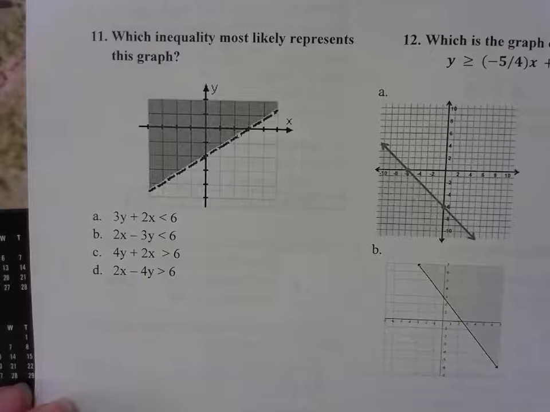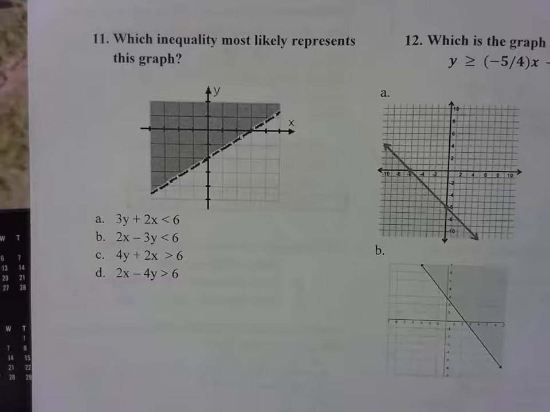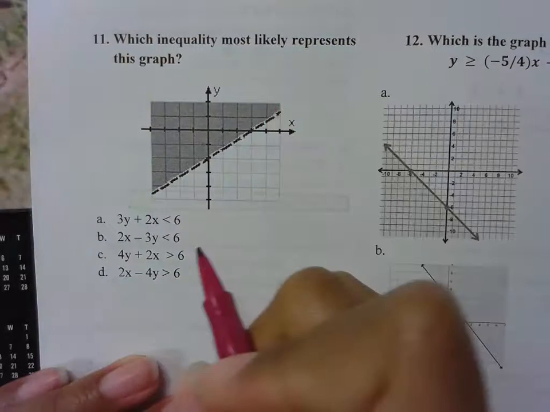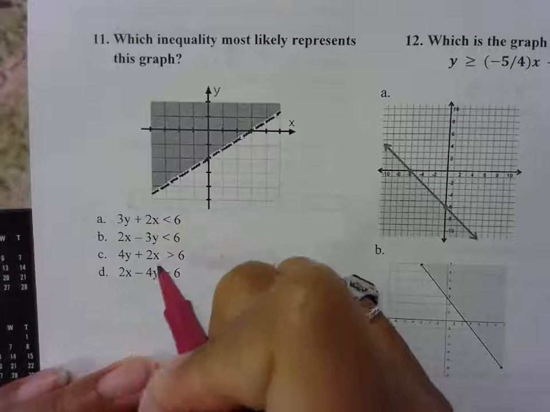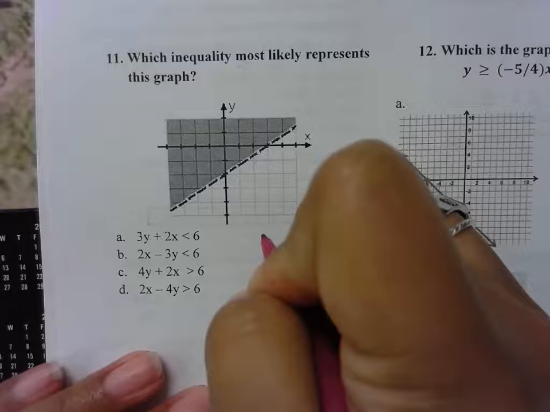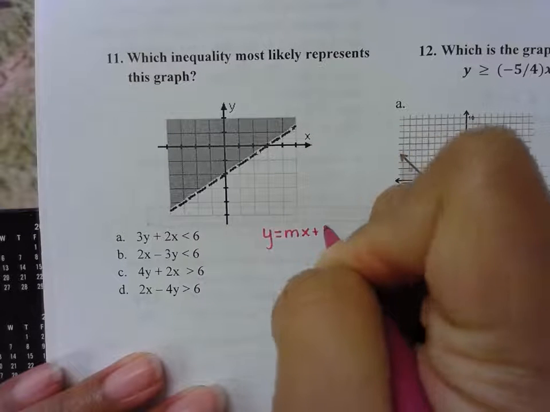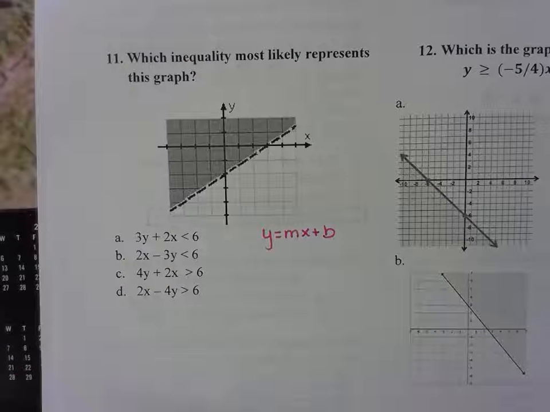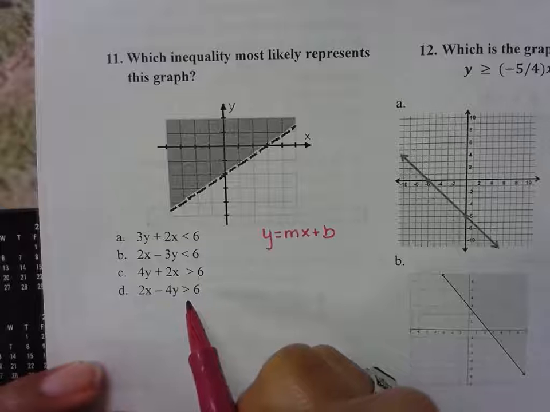Alright, so we can start off 11 with the same situation. Are there any answer choices that I can eliminate based on the equation? It's a dotted line, so I know it has to be less than or greater than, no equal to. So I have nothing to eliminate here. I know it has to be written in the form of y equals mx plus b in order for me to truly solve. I notice that all of these are written in standard form, so that means I have to solve.